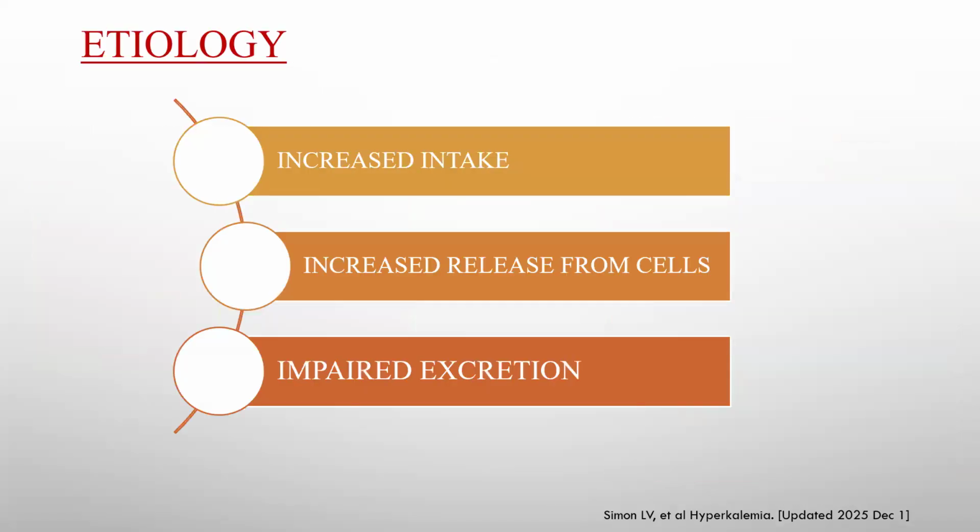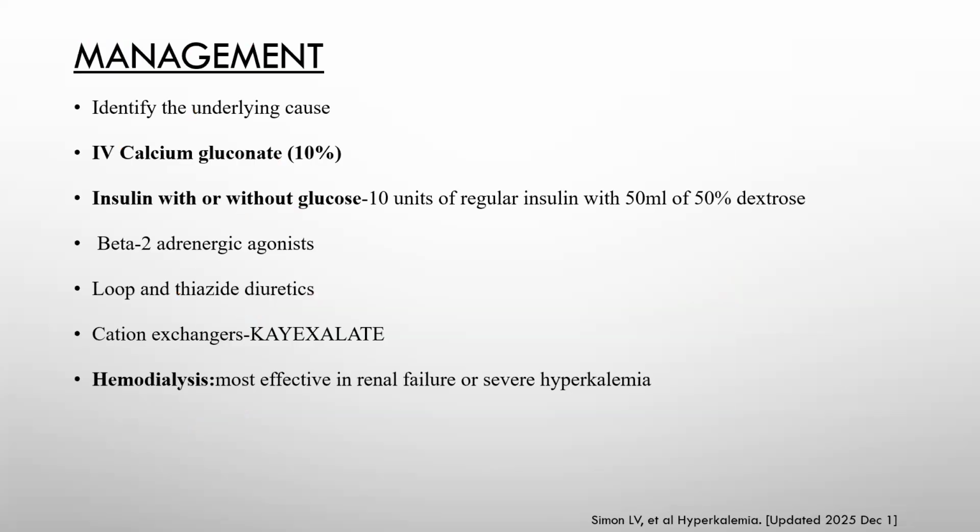It can be because of increased intake, from oral or IV potassium supplementation or blood transfusions; increased release from cells because of hemolysis, rhabdomyolysis, crush injuries, GI hemorrhages, or burns; and impaired excretion because of potassium sparing diuretics like spironolactone, then ACE inhibitors, etc. The main management is to identify the underlying cause and give calcium gluconate.